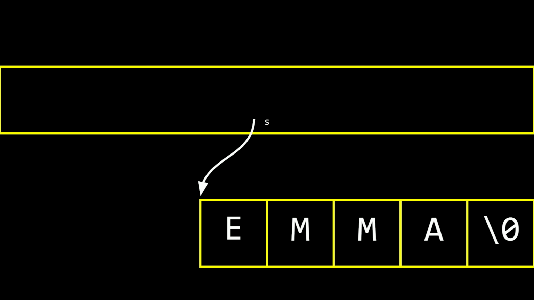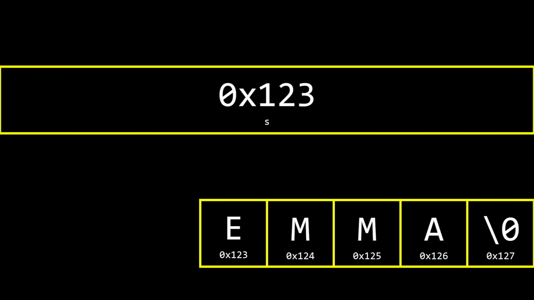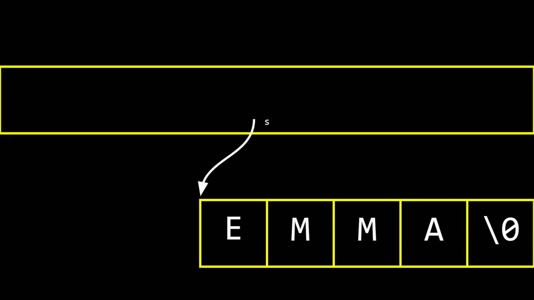But that's sufficient, though, right? Because if s stores the beginning of Emma's name, 0x123, and that's indeed where the E is, but we just draw this pictorially with an arrow, how does the computer know where Emma's name ends if all it's technically remembering is the beginning?